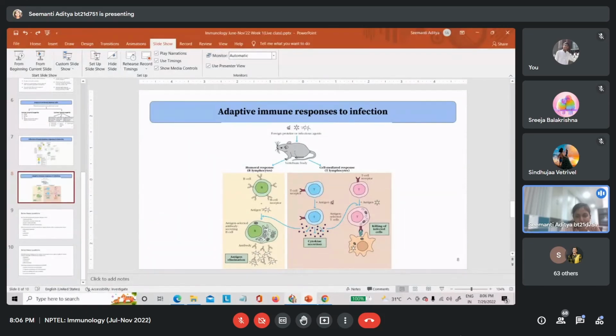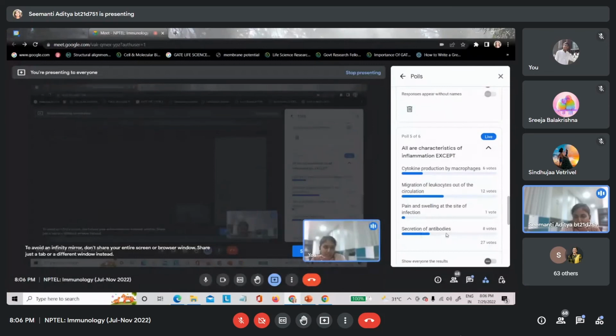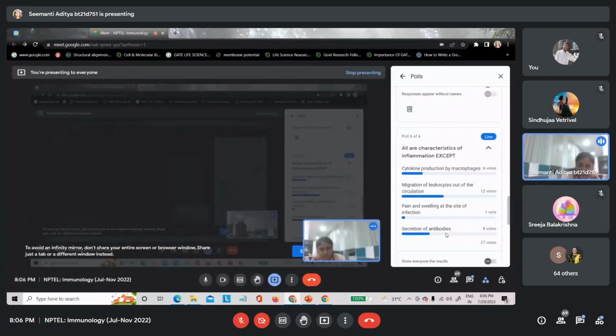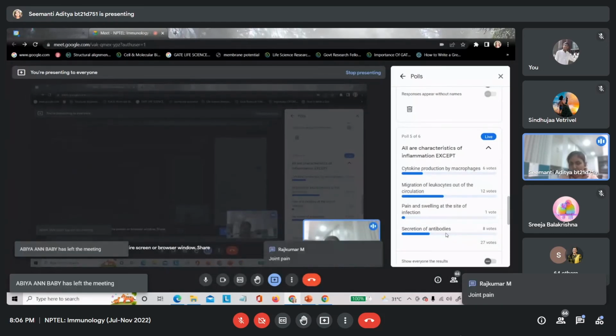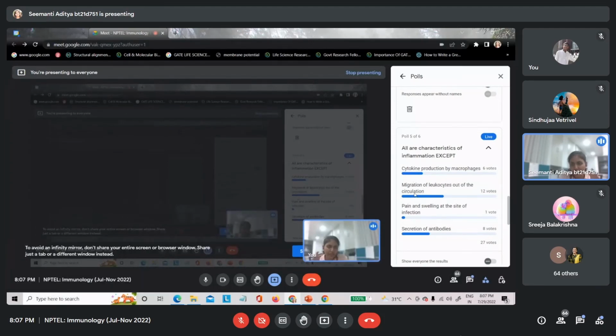And the correct answer for this is secretion of antibodies, because inflammation is associated with innate immune responses. Secretion of antibodies is associated with adaptive immune responses. Antibodies are very specific, so they are not going to be synthesized in the initial stages of infection. All this pain and swelling, cytokine production, migration of leukocytes generate these four categories of inflammation that result in redness, pain, swelling, and heat.